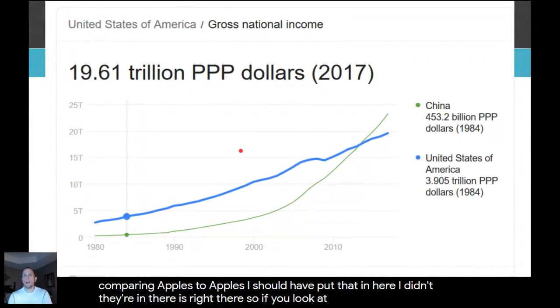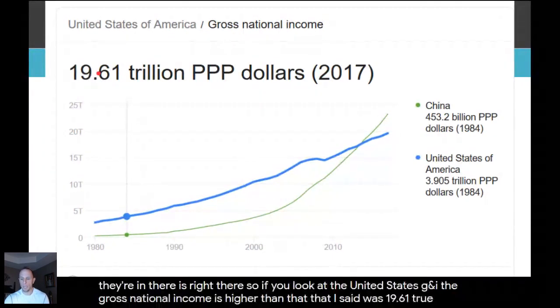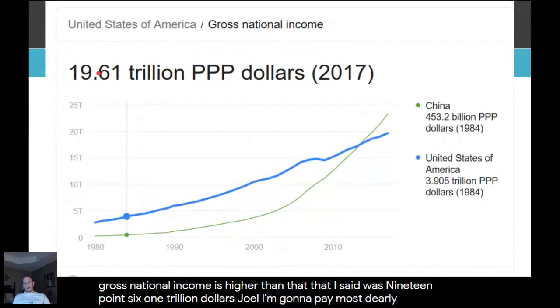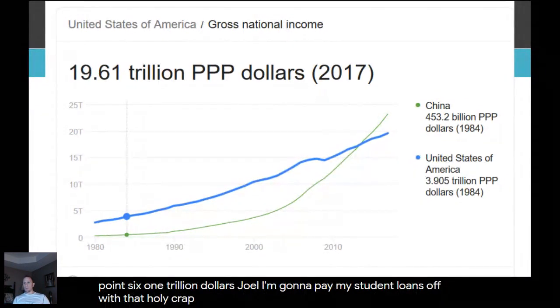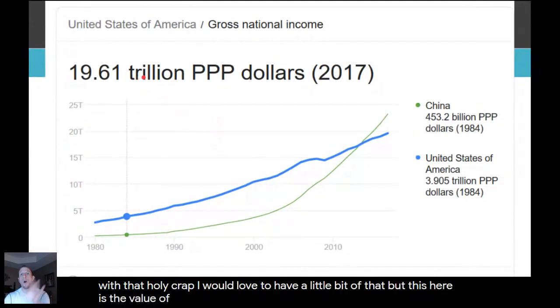So if you look at the United States GNI, the gross national income, it's higher than I said it was. $19.61 trillion. Y'all, I could pay my student loans off with that. I would love to have a little bit of that. But this here's the value of our overall economy.